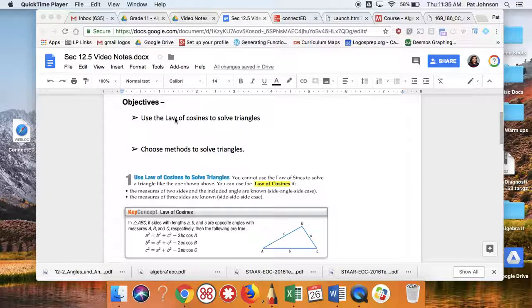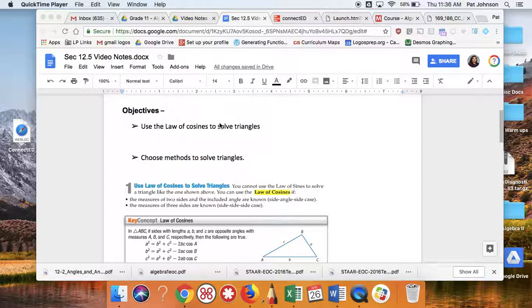Hello, this is section 12.5, Law of Cosines. We've already learned how to use the law of sines in the two cases when we use it. In this section, we're going to use the law of cosines to solve triangles, and we're going to learn to choose the methods to solve the triangles.